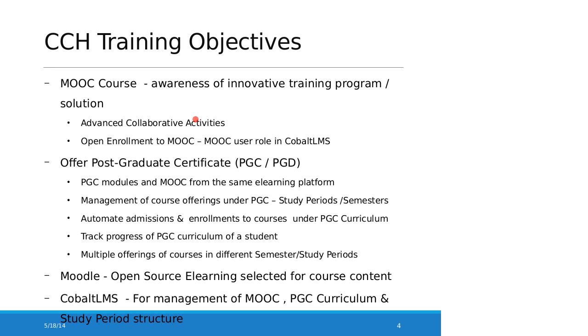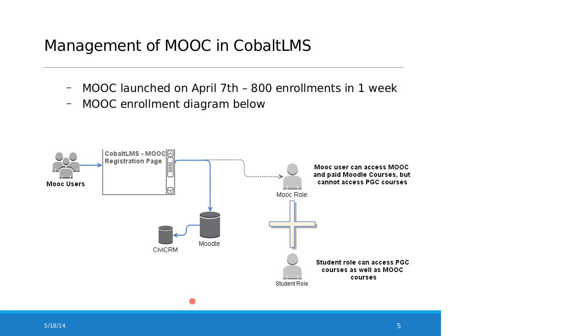So that was their requirement, and users can enroll in the curriculum. They should be able to track their curriculum as a PGC student, and in each study period they're going to offer the same course, multiple offerings of the same course, or they may add more courses. So the student has the flexibility of enrolling in a class in one study period, a second class in the second period, and a third class in the third period. They wanted to offer that kind of structure, which Moodle doesn't offer by default. So CobaltLMS offers that kind of program. That's the thing.